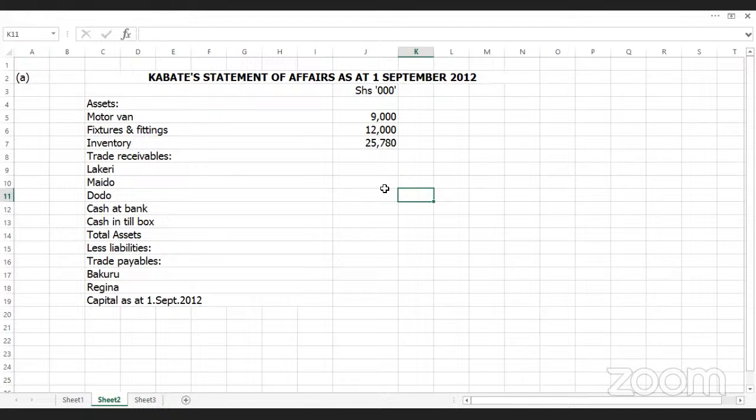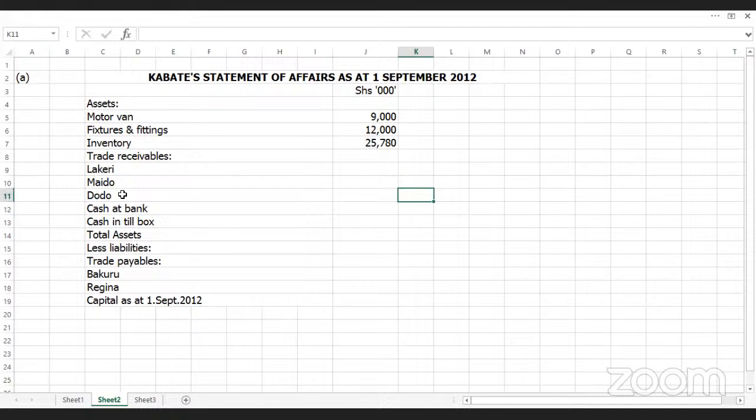Now, when we talk about trade receivables, trade receivables are the amounts owed to a business by its customers for the goods or services that were sold on credit. So in this case, the customers are Lakeri, Maido, and Dodo.